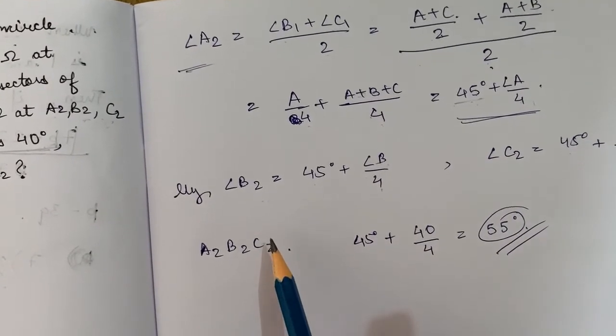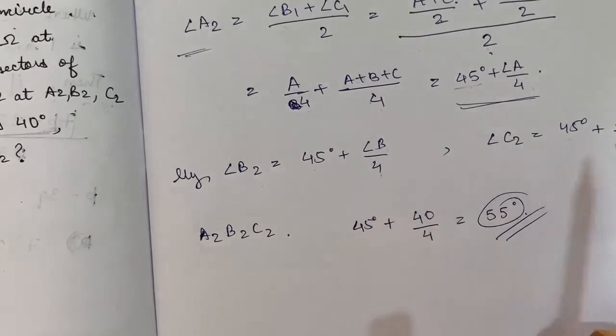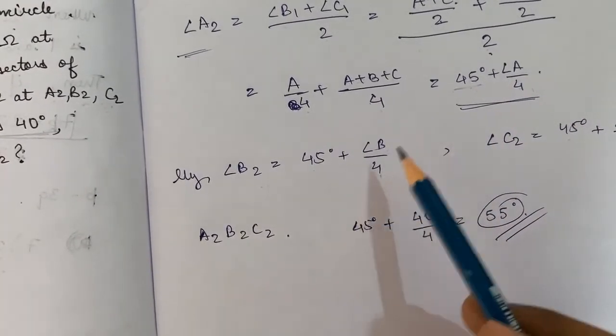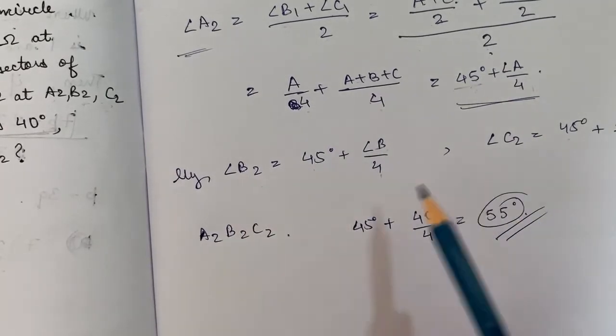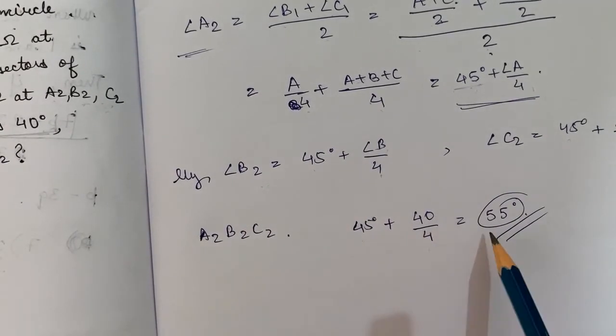Now, the smallest angle of ABC was 40 degrees. So the smallest angle of A2, B2, C2 would be 45 degrees plus 40 by 4, which is 55 degrees, which is the final answer.